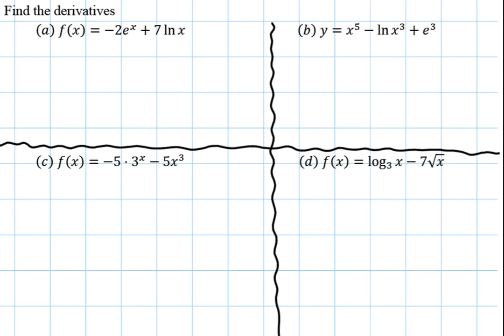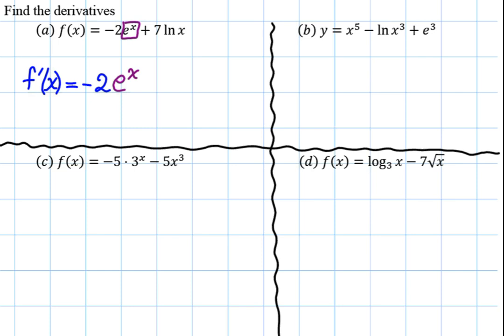Find the derivatives. On the first one, we have negative 2 times e to the x plus 7 times ln of x. So we'll take the derivative. The derivative of e to the x is e to the x, and the negative 2 multiplied to it, the constant multipliers will stay.